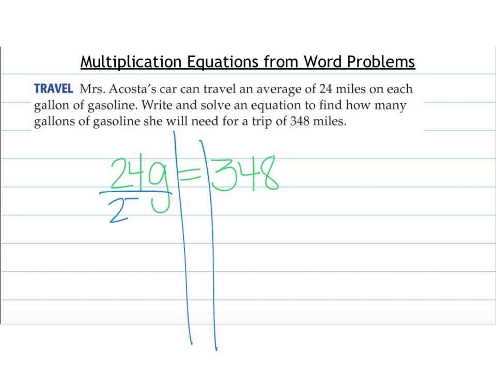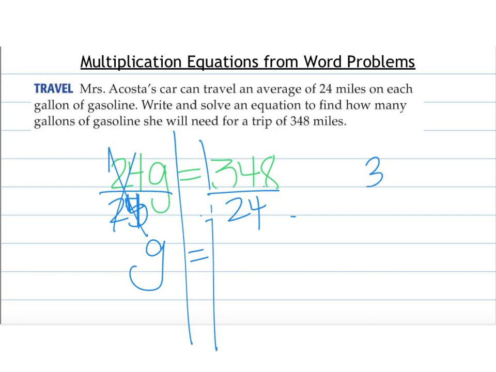So then I'm going to do my slide. I'm going to divide both sides by 24, not 25. And you could even write a little division like that. Either one works though. And then I know that G, if I do 348 and I divide it by 24, so I know the answer, but we're going to practice our division.